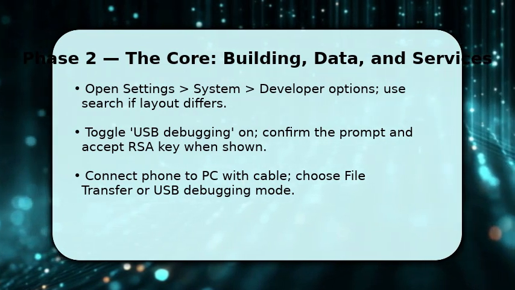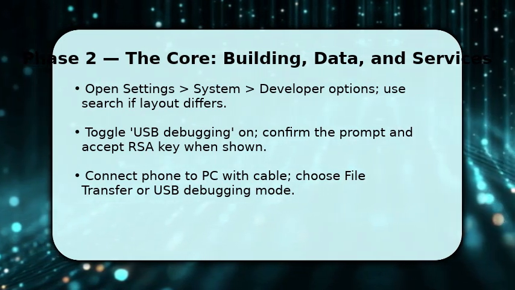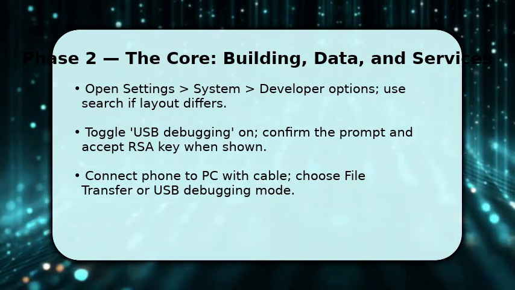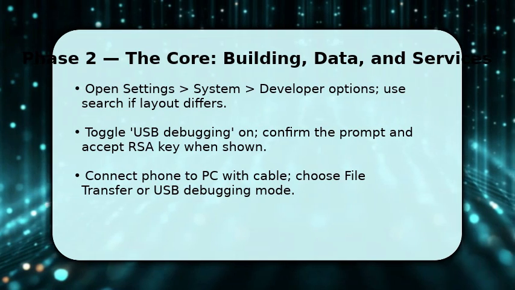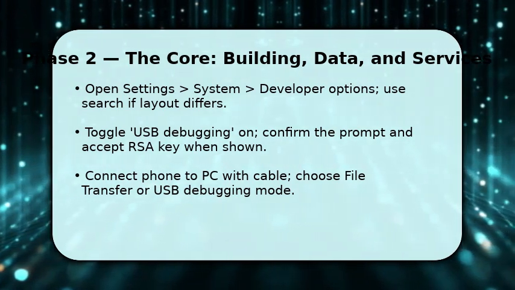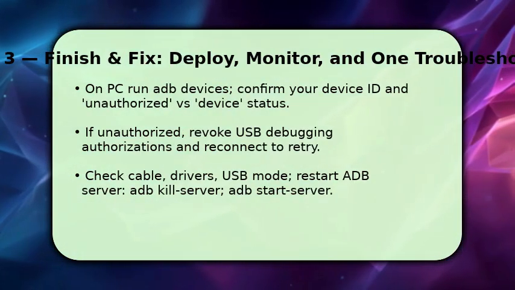Connect the phone to the PC using the original USB cable, and on the phone choose File Transfer or the option that mentions USB debugging. When the RSA authorization dialog appears, check Always Allow only if you trust the PC, then accept so ADB can communicate securely. Finish by verifying the connection from your PC.